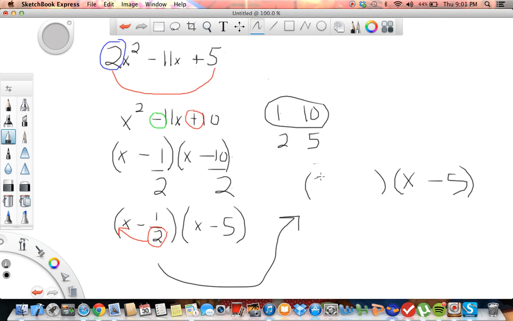So now that's going to become 2x, and then minus 1 stays the same, so minus 1. And this is our final answer. And this is why we call this entire process the bottoms up method. So your final answer is 2x minus 1 times x minus 5.